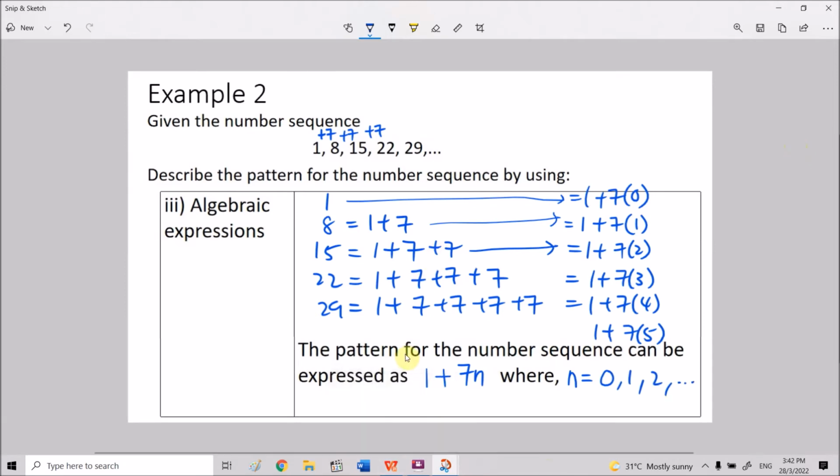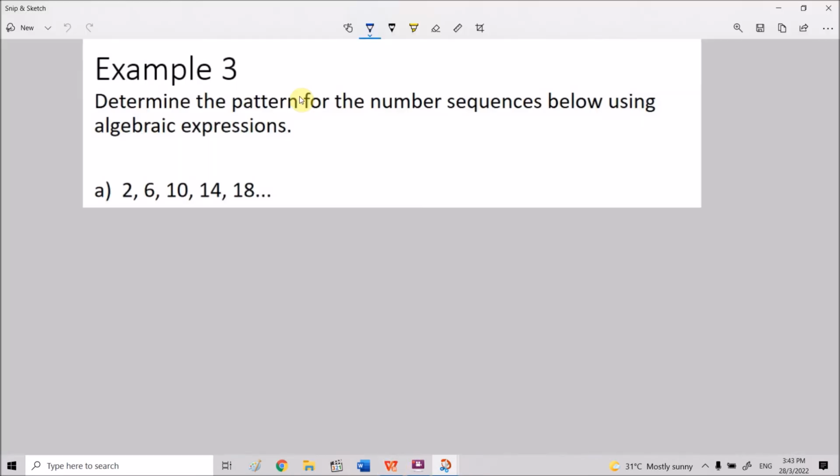So now we look at other examples. Now we are trying to determine the pattern by using the algebraic expression. It means we are doing the same thing here. You may pause the video and try to do it by yourself before you check the answers. So from 2 to 6, it is increasing, so it's either addition or multiplication. If it is addition, 2 plus 4 you get 6, 6 plus 4 you get 10, 10 plus 4 you get 14, and so on, which is correct.